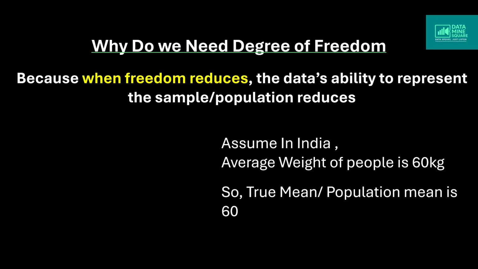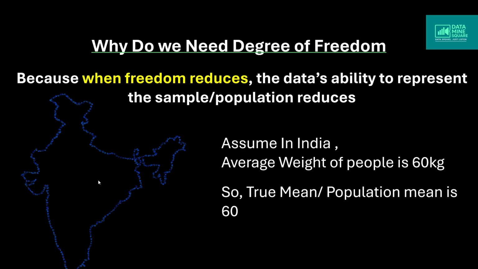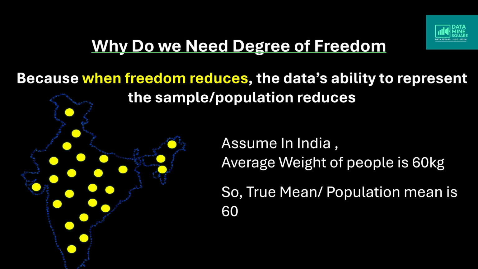Let's see. Assume in India, the average weight of the people is 60 kg. So the population mean, or the true mean, is 60 kg. Now, it's not possible to take all the people's weights and divide by the number of people to get this 60. What we do is take a sample of people, then we calculate the statistics of those samples, and then we arrive at the population mean or the true mean, because these samples will represent the population. It's the representation of the population, not exactly the population mean. So let's move to the action.